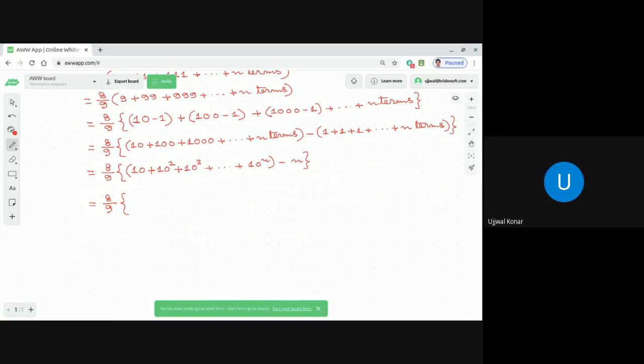Obviously r is greater than 1. So if you recall, it should be a into r to the power n minus 1. That means 10 to the power n minus 1. Here the first term is also 10 and the common ratio is also 10. Divided by 10 minus 1. Correct or not? Yes. Minus n. So now that is the answer.